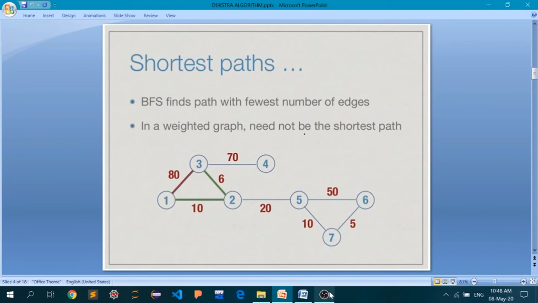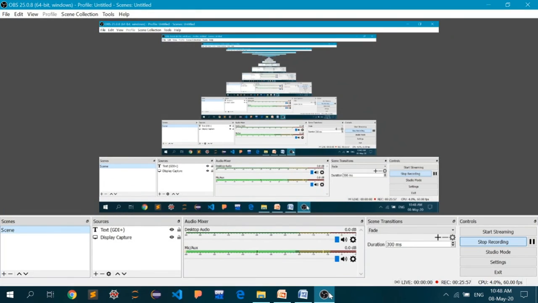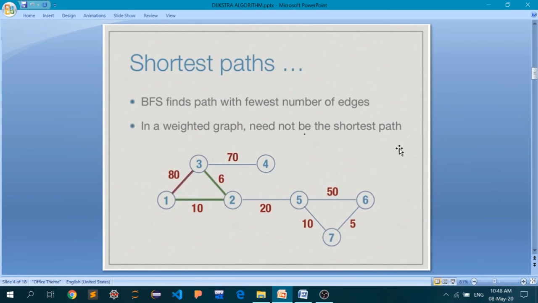I think the video is getting too long. So I will end this lecture here, and in the next lecture we'll try to conclude Dijkstra's algorithm, and we'll see how the shortest path analogy can be used to develop an efficient algorithm for finding solutions for such kind of problems. Okay, thank you.